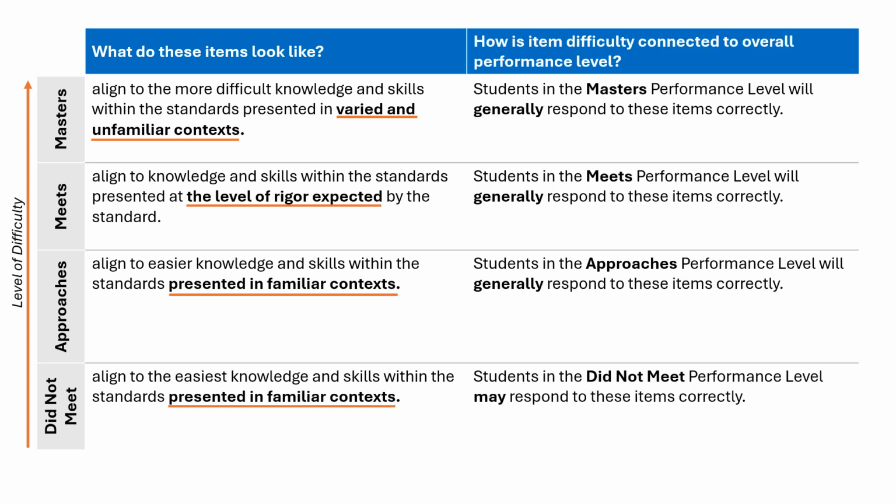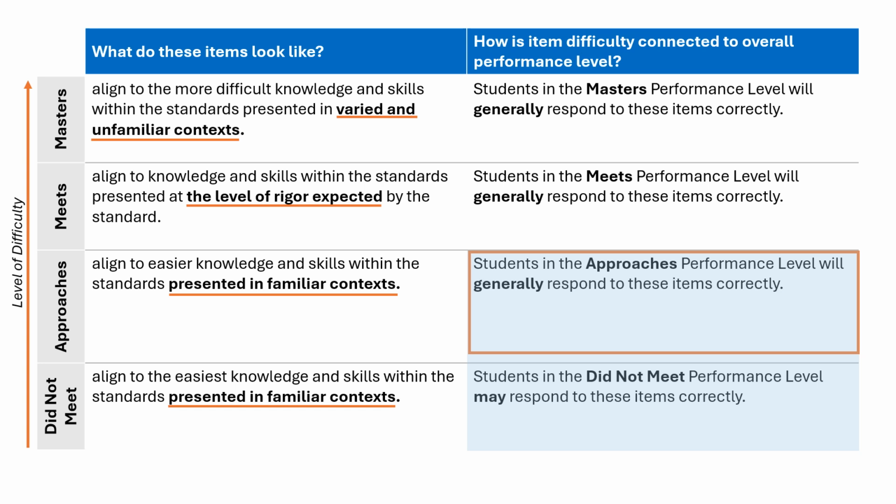Students will generally respond correctly to items whose difficulty level is at or below their overall performance level, meaning a student whose overall TTAP performance level is currently approaches will likely answer questions at the approaches and did not meet difficulty level correctly, but may struggle with meets and masters level questions.